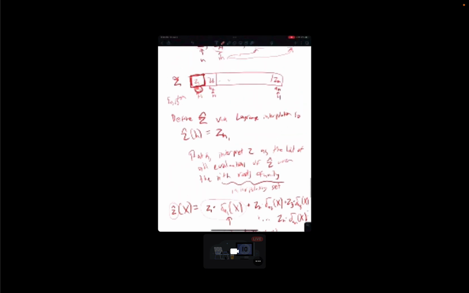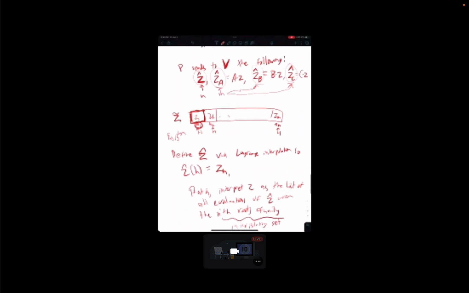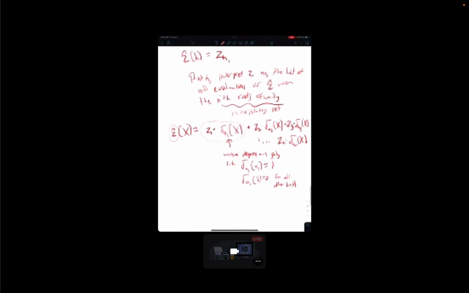And similarly, za hat, zb hat, and zc hat do the same thing. So they interpolate Az, Bz, and Cz. These are length n vectors, like the desired evaluations of a univariate polynomial with the interpolating set being the nth roots of unity. Okay, any questions about that?